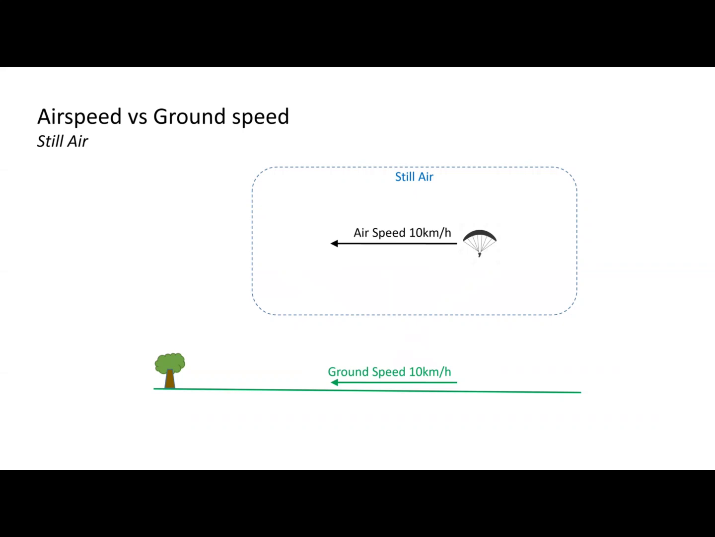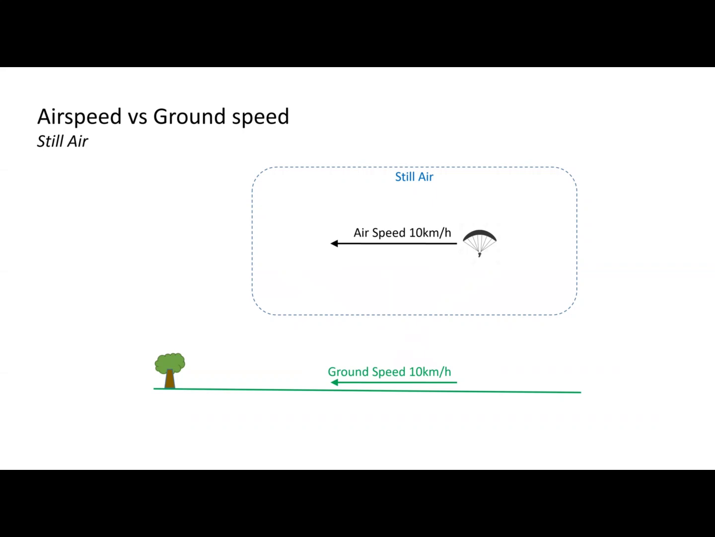Okay, right, so let's talk about airspeed versus ground speed. We know what ground speed is. Ground speed is what we generally think of as speed. It's how fast we're moving over the ground. If you're driving a car at 60 miles an hour, that's my ground speed. I'm moving over the ground at 60 miles an hour.